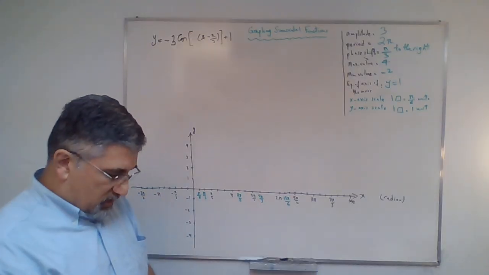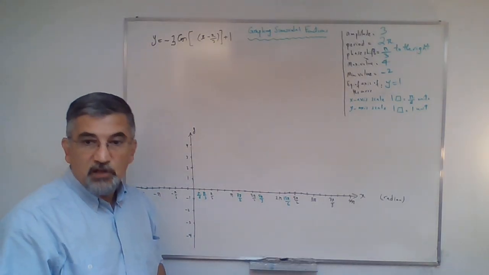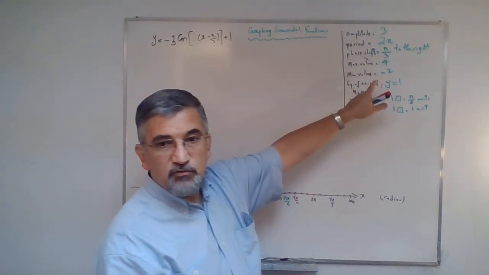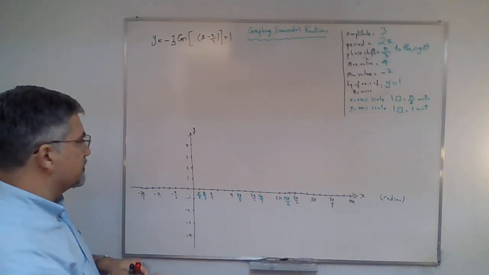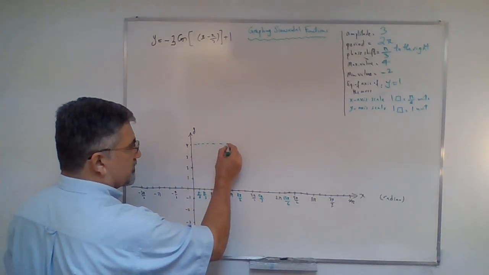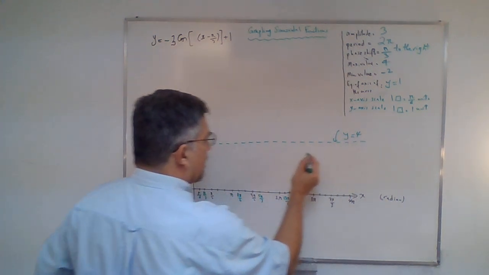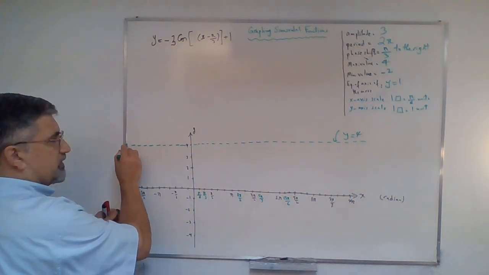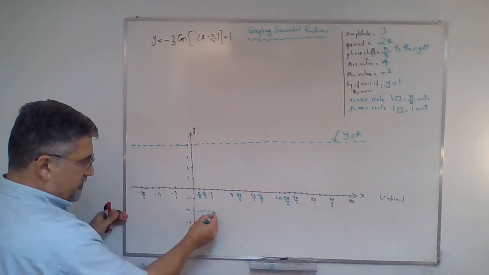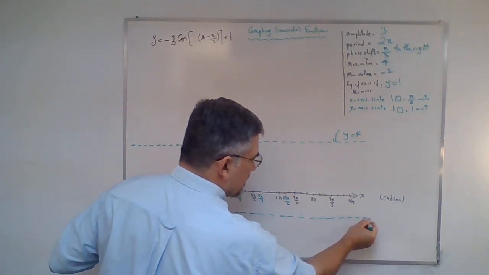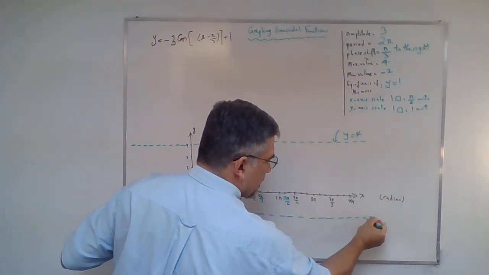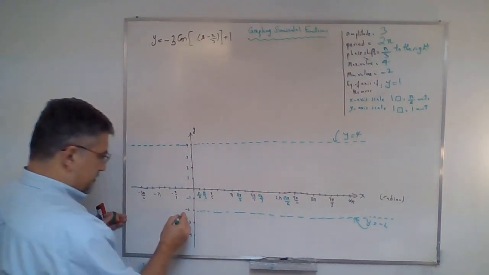Step 3 is to draw the max and mean lines. So the maximum value is 4, minimum is -2. So I know that y equals 4 is going to be the maximum line here, and y equals -2 is going to be the minimum line.